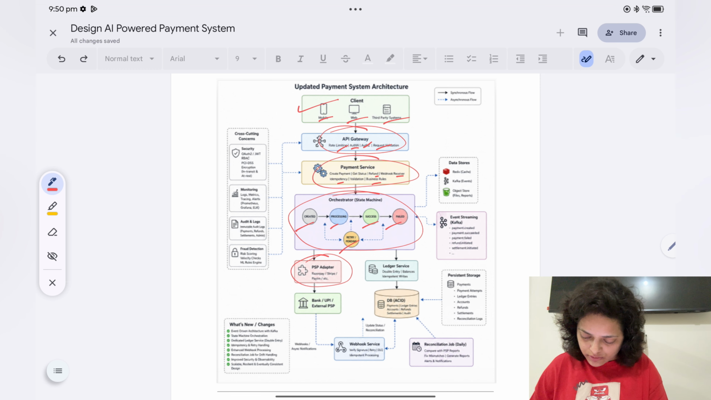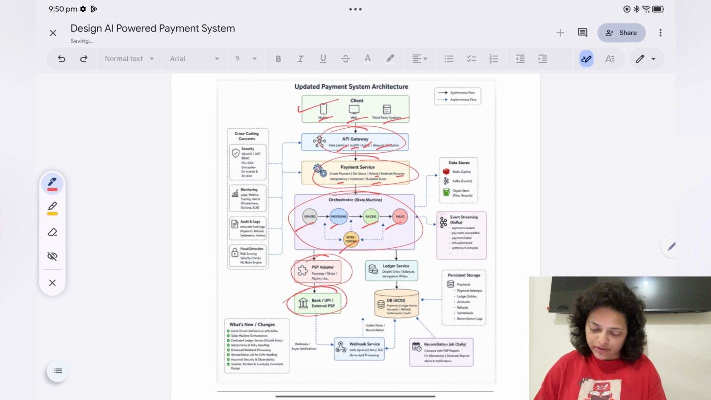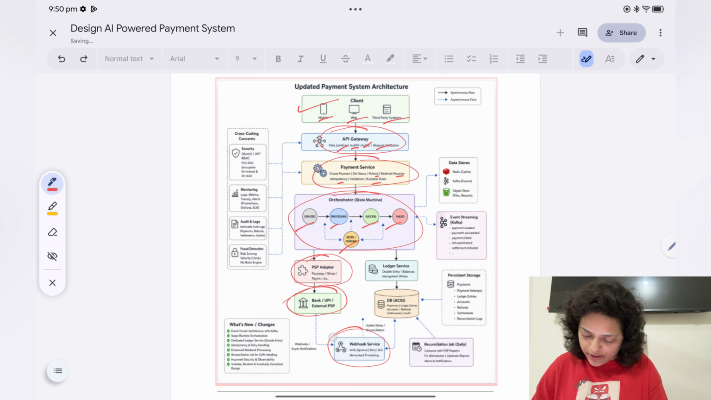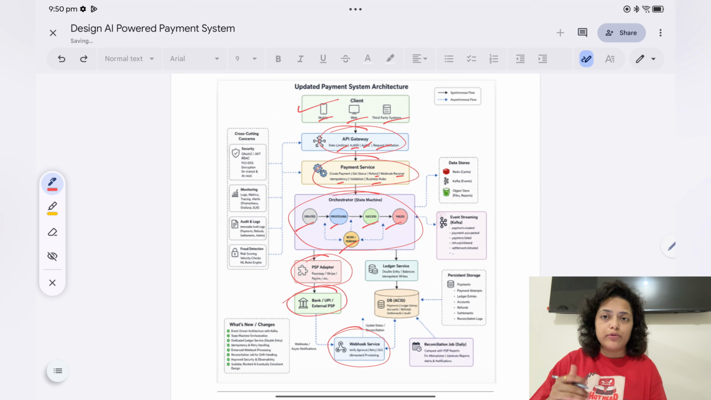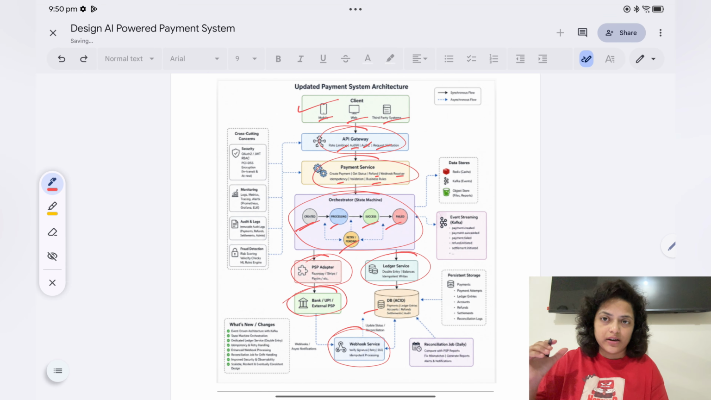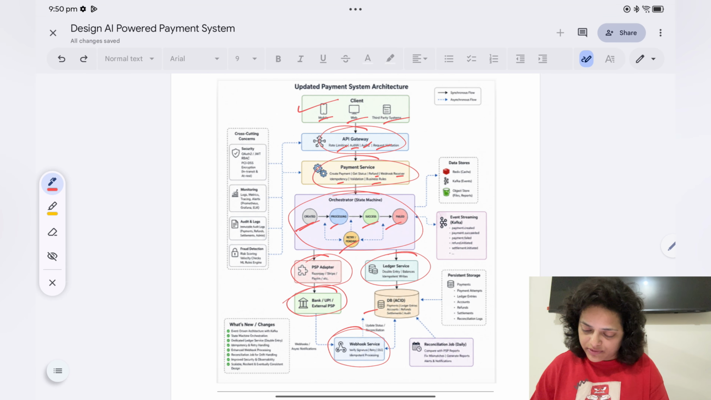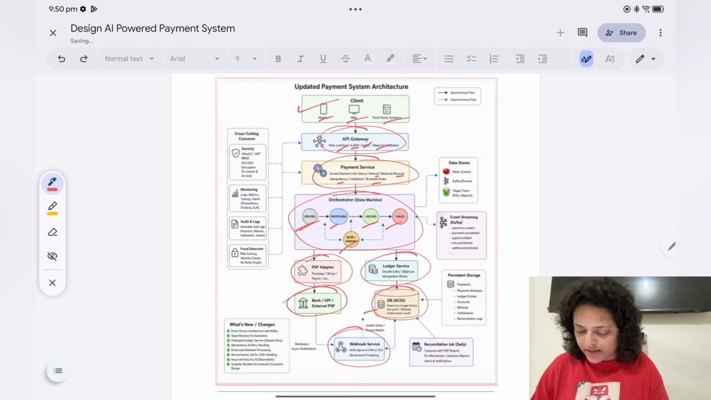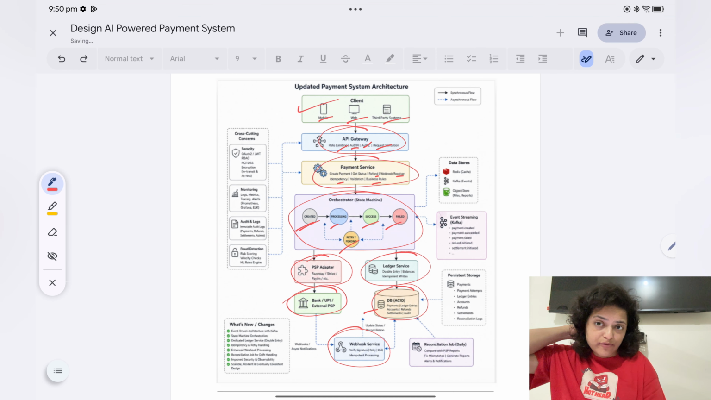Here, Razorpay, Stripe, Paytm, and then you will have a bank UPI or external PSPs. You will connect with them through an adapter, and then they will provide you webhook services. Through webhook services you will change the status of your payment in the database. And then you will also maintain the ledger service. You will maintain all the records of the transaction, and then you will use DB ACID properties for transaction management.